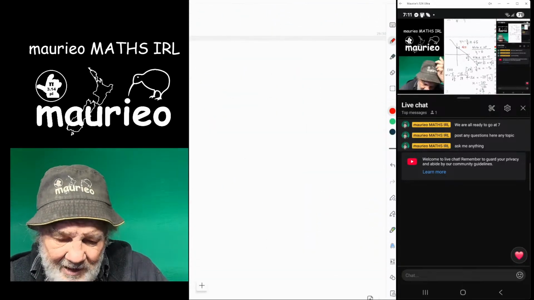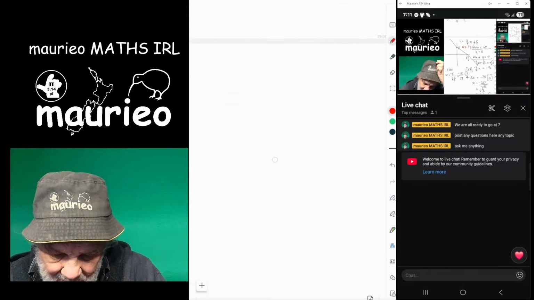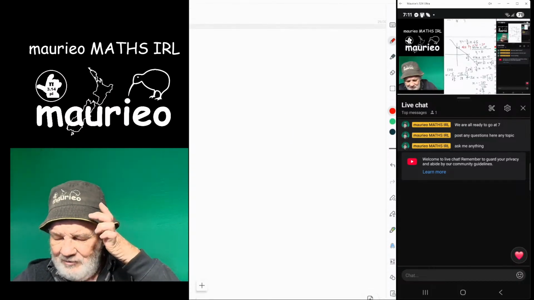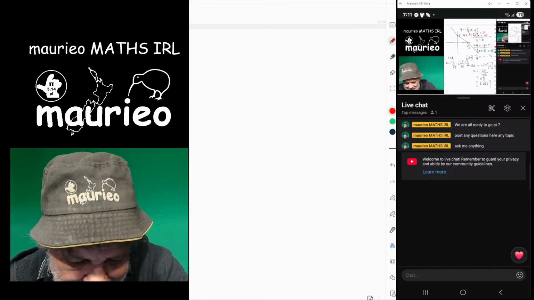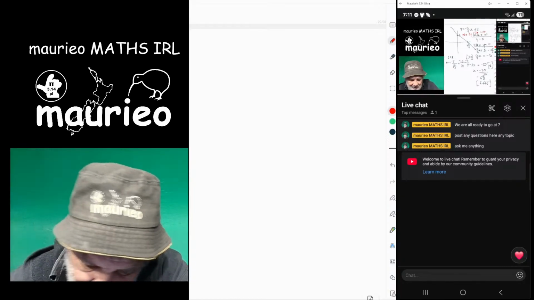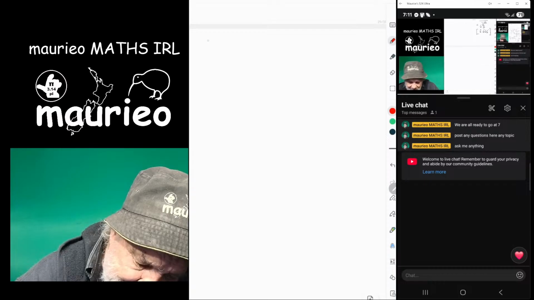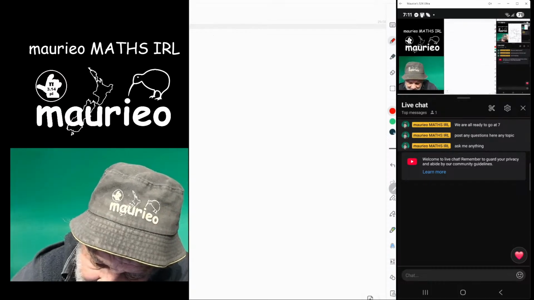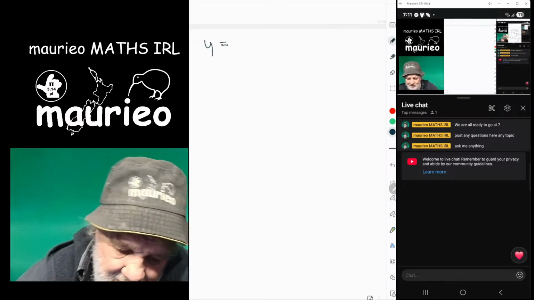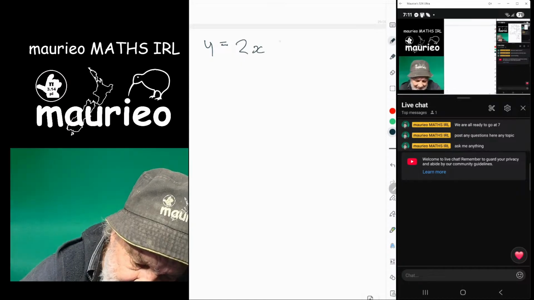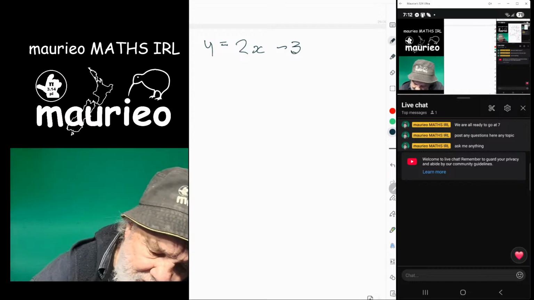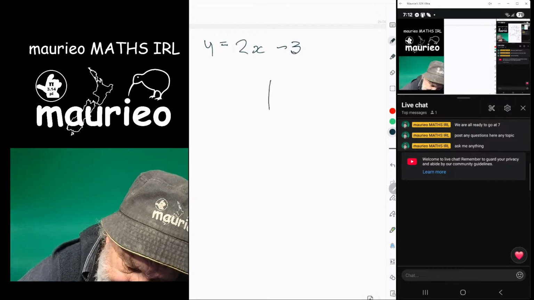So now let's have a look at a couple of straight line graphs, and okay, let's draw the graph here. Y equals 2x minus 3. Y equals 2x minus 3. So I'm going to draw that graph.